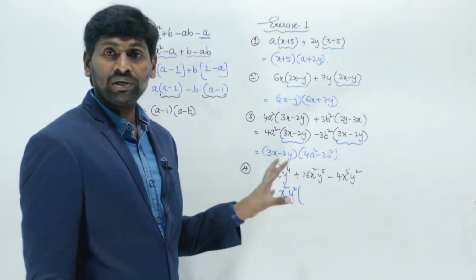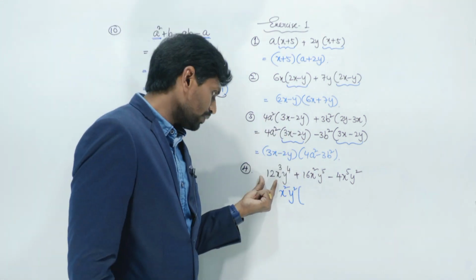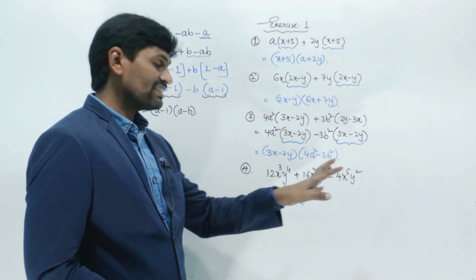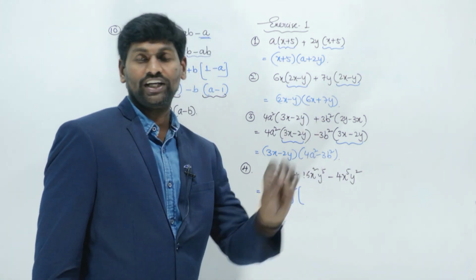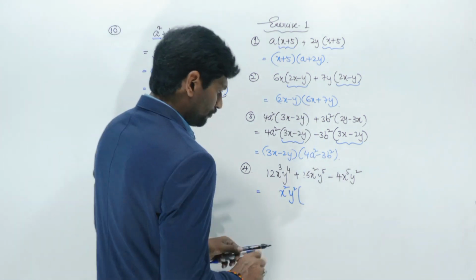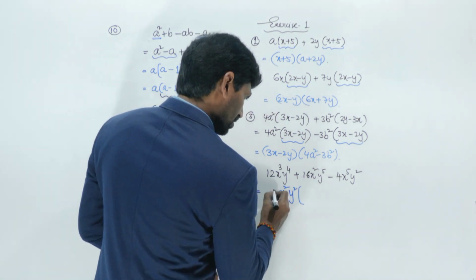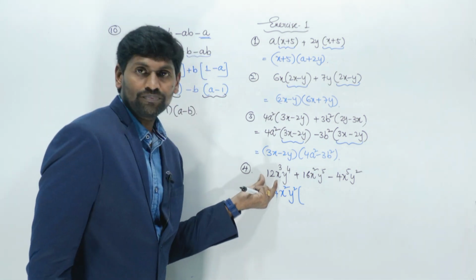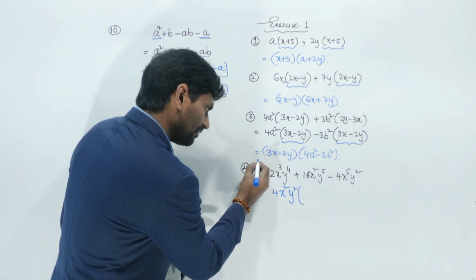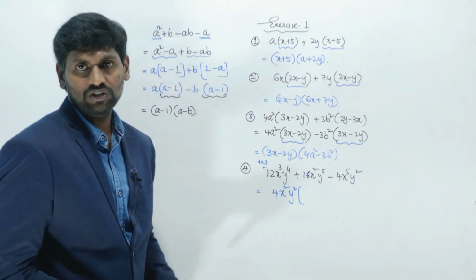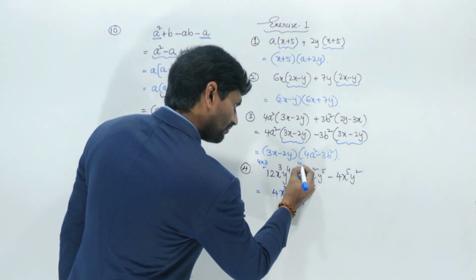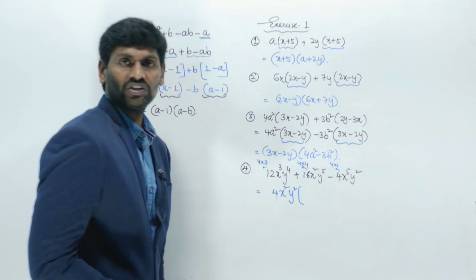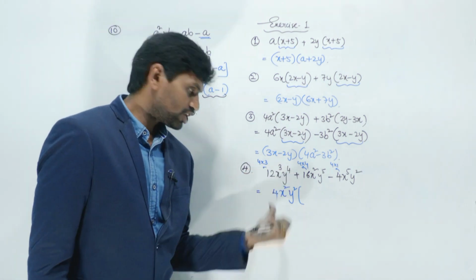Now identify the common factor from the numericals: 12, 16, 4. 4 is the common factor. That means all are in the 4 table, and the highest common factor is 4. So every term will have 4. So I am taking 4 also as a common factor. Now from the first term, 12 we can write as 4 into 3. And 16 we can write as 4 into 4. And 4 we can write as 4 into 1. Now I am removing 4 as a common factor.